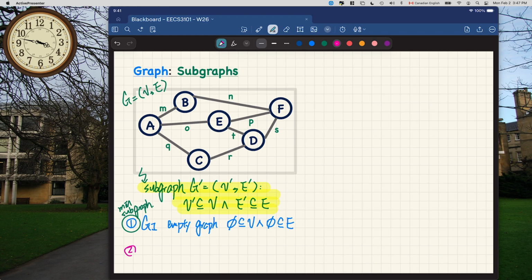Okay, number 2, G2. Okay, so let's say it will be exactly V and E. Let's say this, V prime and E prime, such that V prime will just be V, and also E prime is simply equal to E, right? So that's still a subset for sure. We're still satisfying the definition for being a subgraph, okay? So this will be the maximum subgraph.